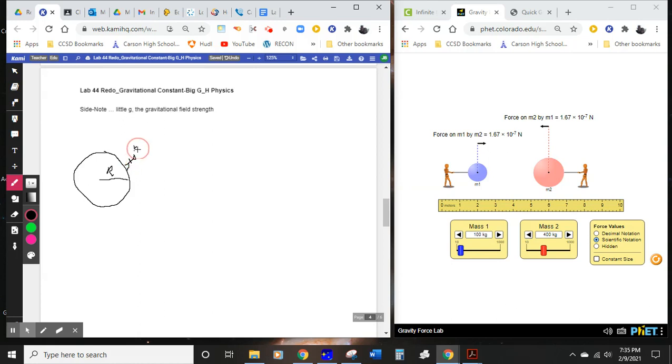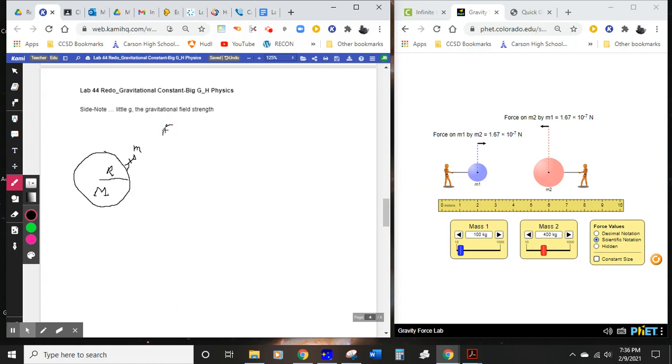This person's mass will be little m, and this is the Earth, which will have a big M for the mass. From the center here to here is R, and there's a force of attraction between this mass and the mass of the Earth here. So we'll write this out here.